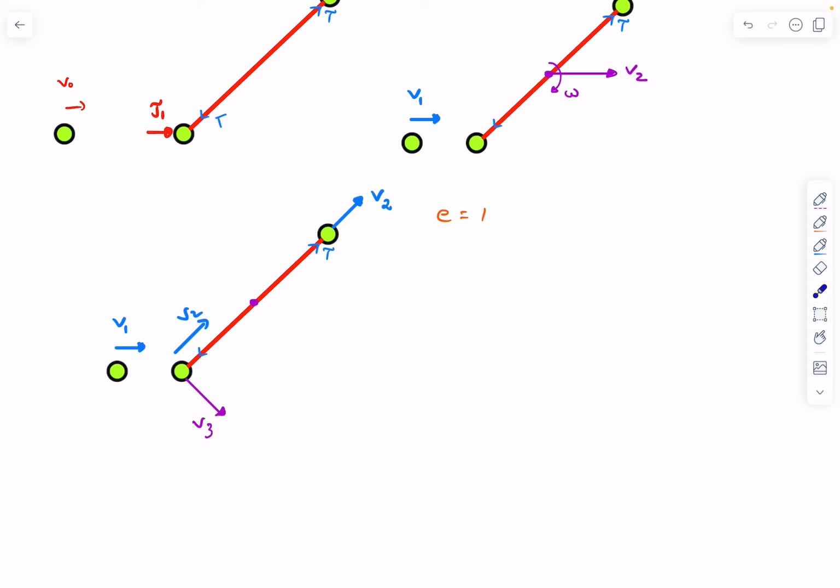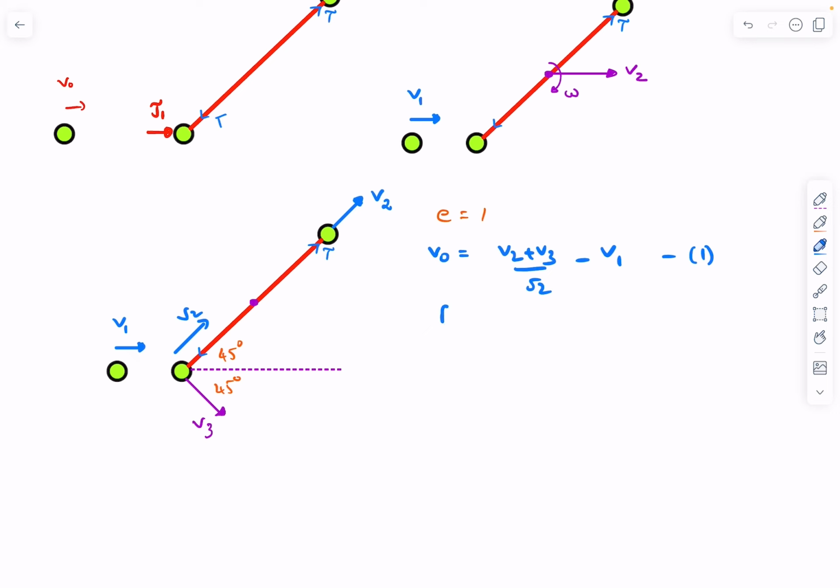So firstly we'll write the equation for the coefficient of restitution. The approach velocity between these two masses was v0, and the separation velocity, if you observe, with this angle given to be 45 degrees, will be v2 plus v3 cos 45 minus v1. So this would be our first equation.